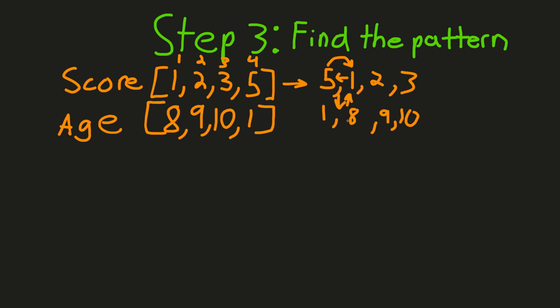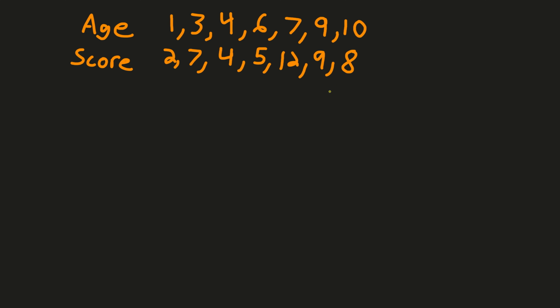But exactly how do we do that? Let's consider this much better example for a moment where I've already sorted by the ages. So the score is 2, 7, 4, 5, 12, 9, and 8. And I want you to consider just one of the individuals here. So it's the person with a score of 9. What is the best team that this individual with a score of 9 can be part of?